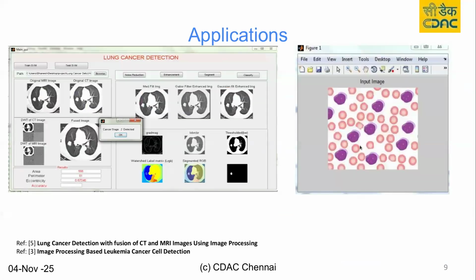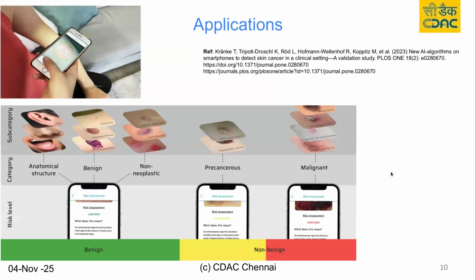And in cancer microscopic image detection, we can do leukemia detection. Leukemia cells are in a different color, so that is another area where AI is predominant. And there is an Apple app for skin cancer detection. If you just take a photo of any mark on your hand or something, it will tell whether it's cancerous, precancerous, or malignant.